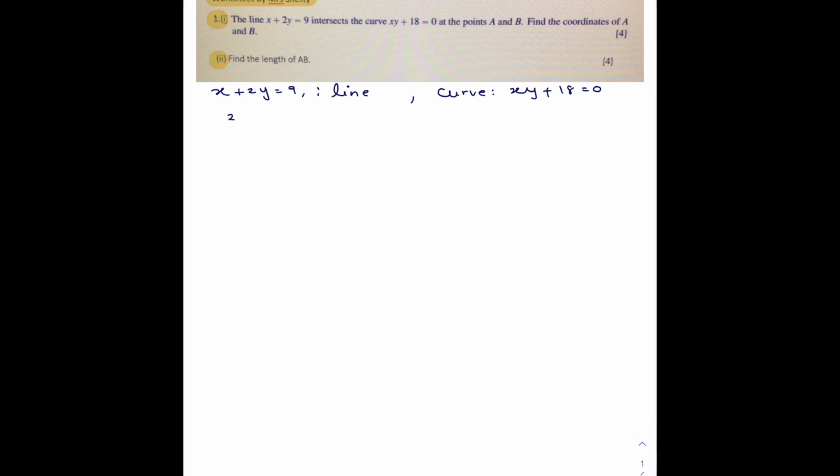So first of all, I have to make y the subject so that it's easier to compare. 2y is negative x plus 9, so y is negative half x plus 9 over 2. For the curve, xy is negative 18, so y is negative 18 over x. Compare them. So negative half x plus 9 over 2 equals negative 18 over x.